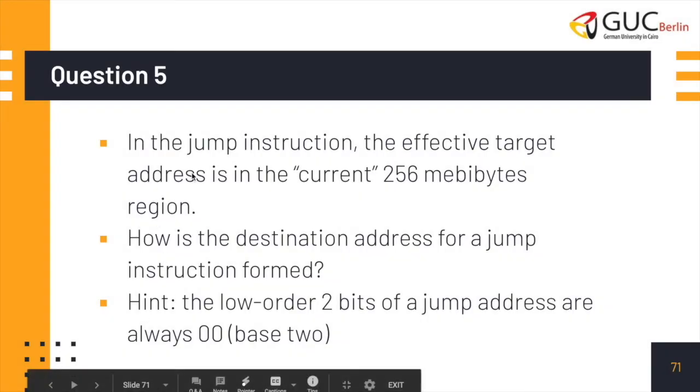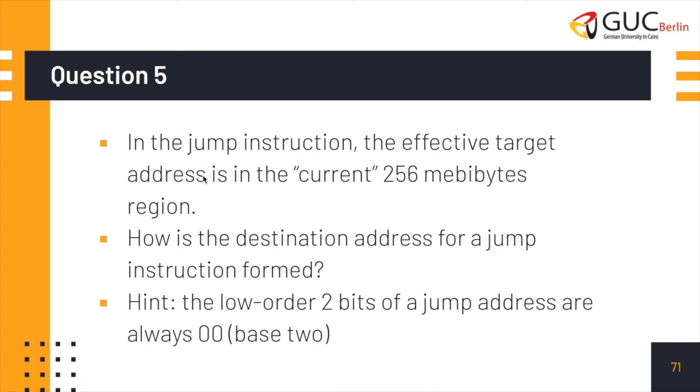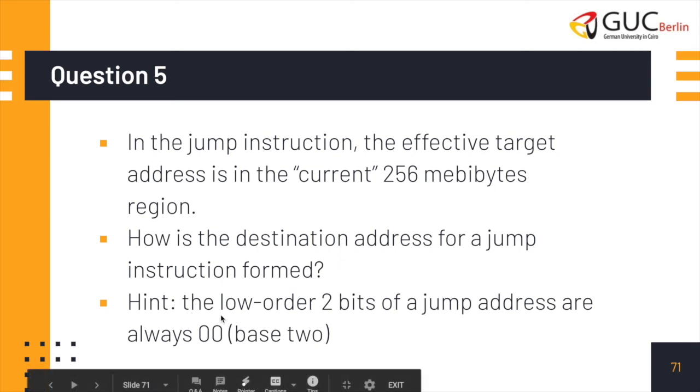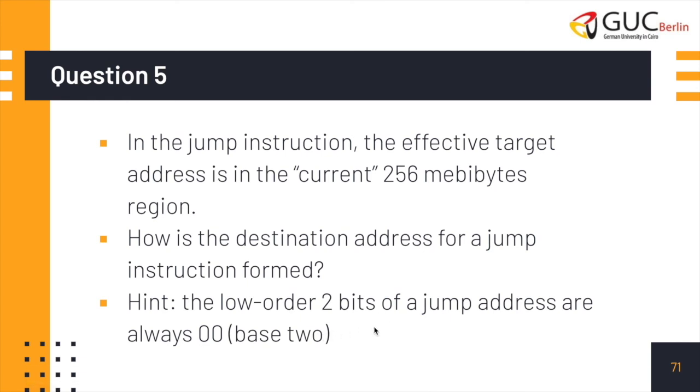Now, question 5. In the jump instruction, the effective target address is in the current 256 MB region. How is the destination address for a jump instruction formed? And a hint, the low order 2 bits of a jump address are always 00, which is base 2, binary. So basically, this question is asking how we transform the 26 bits present in the address field into an actual 32-bit address that I can jump to.